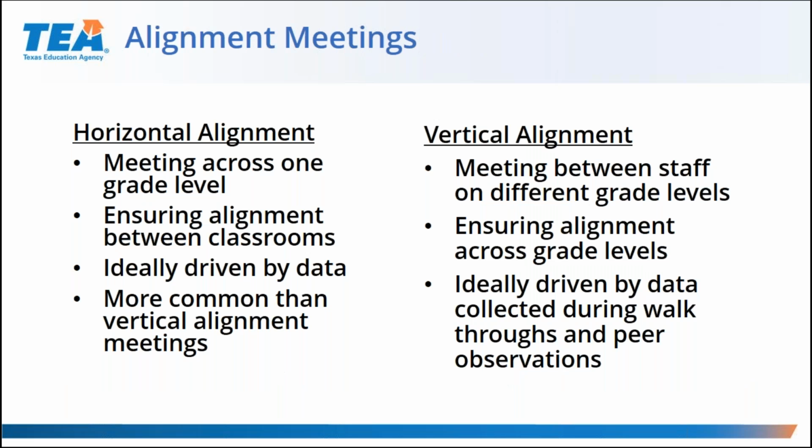There are two different kinds of alignment meetings. Most often we see horizontal alignment meetings. These are meetings that occur across one grade level and are focused on ensuring alignment between classrooms. They're ideally driven by data and are more common than vertical alignment meetings.